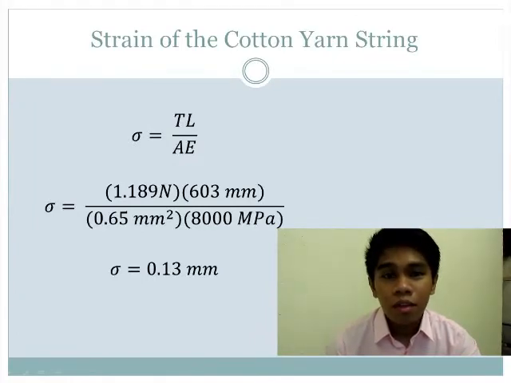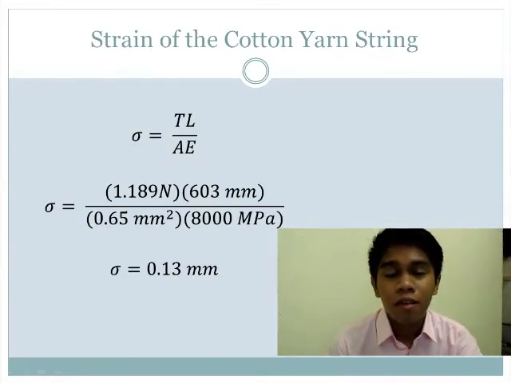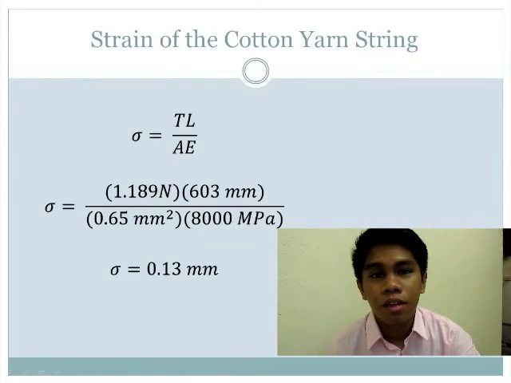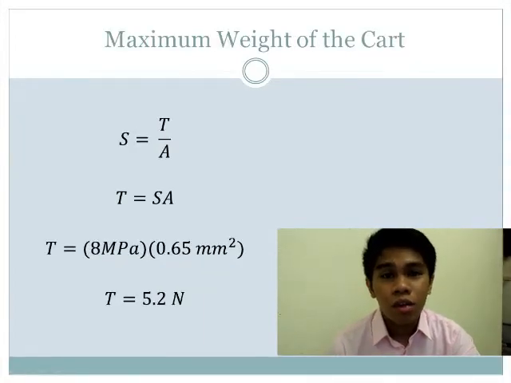The 8 gigapascal Young's modulus of the cotton yarn string is its maximum value, meaning the elongation that we have computed is the minimum elongation. Therefore, the elongation can be greater than our computed value of 0.13 millimeters, depending on the string that is used. And next, the last thing that we are going to compute is the maximum weight that the yarn string of our cable car model can hold.